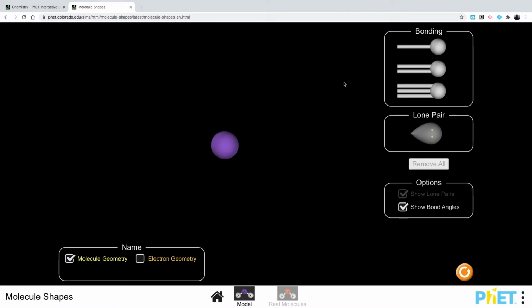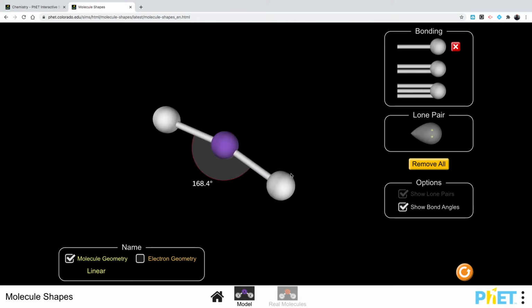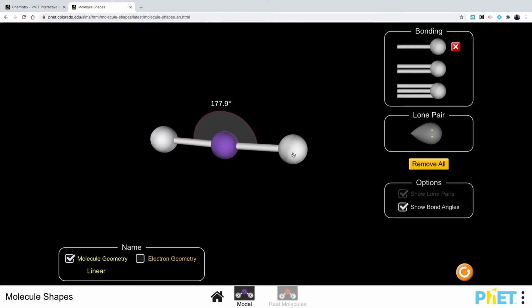So here's our central atom, that's the purple one. And then we're going to put a bond around it, and so here's our linear atom. Okay, we only have 2 atoms. The only way they can work is if they're linear. And then if we put another atom around it, it is still going to be linear. It is 180 degrees from each other. So you can see down here in the bottom left corner, the molecular geometry is linear.